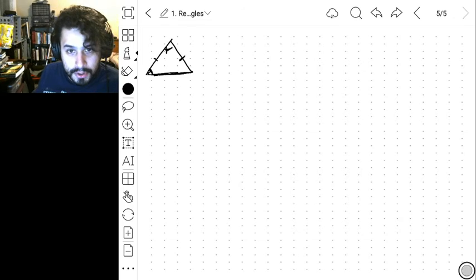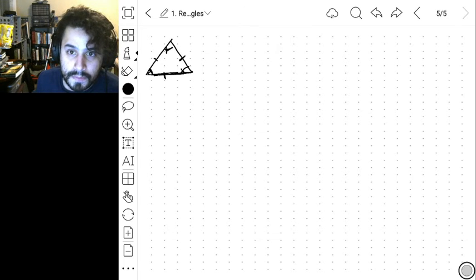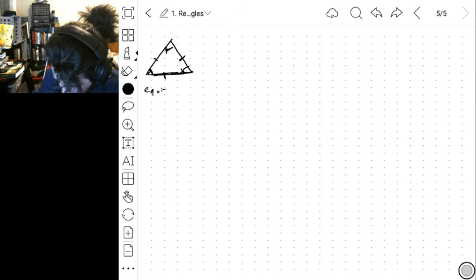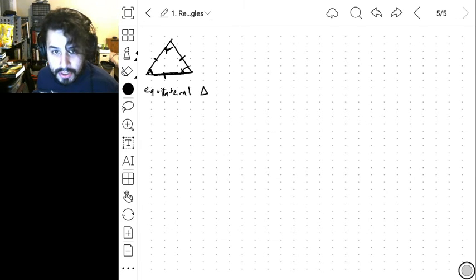The first triangle we want to go over, I've already drawn parts of it here, is a triangle where all the angles and all the sides are the same. This triangle is called an equilateral triangle. I spelled it wrong. Mistake. Equilateral. And then I'll just draw a little triangle. Equilateral triangle.